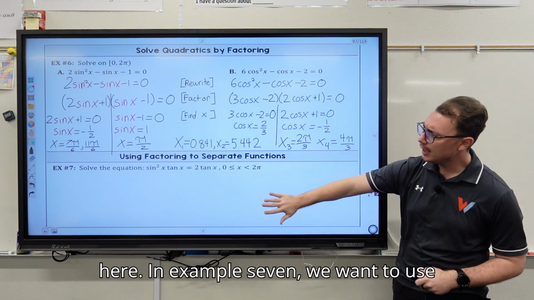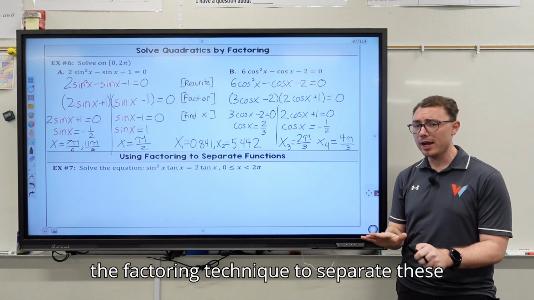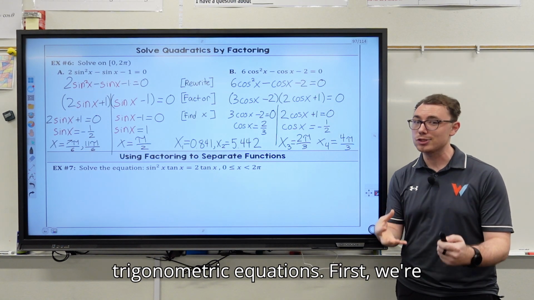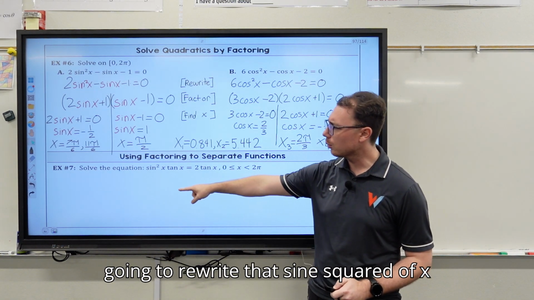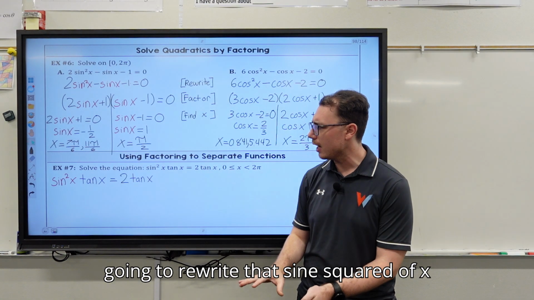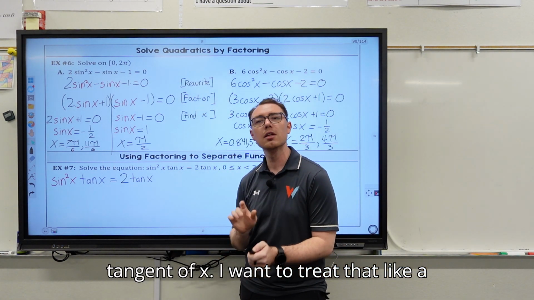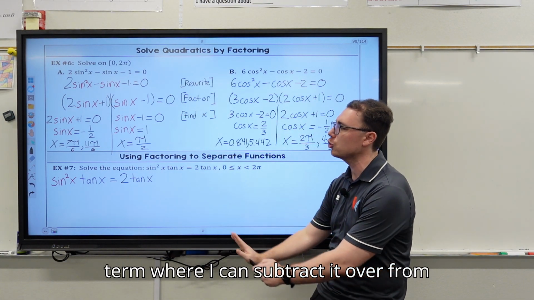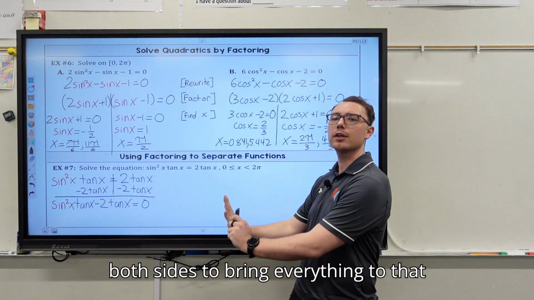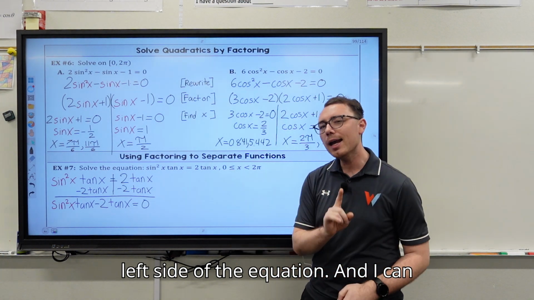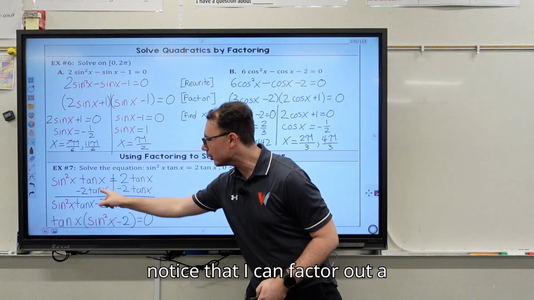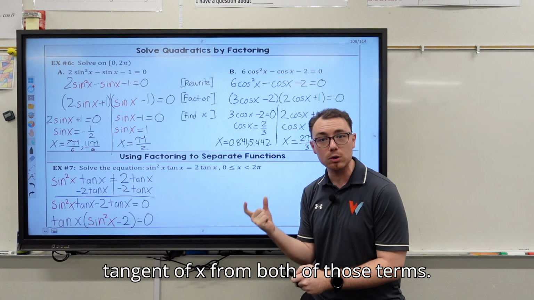In example 7, we want to use the factoring technique to separate these trigonometric equations. First, we're going to rewrite sine squared of x times tangent of x is equal to 2 times tangent of x. I want to treat that like a term where I can subtract it over from both sides to bring everything to the left side of the equation. And I can notice that I can factor out a tangent of x from both of those terms.